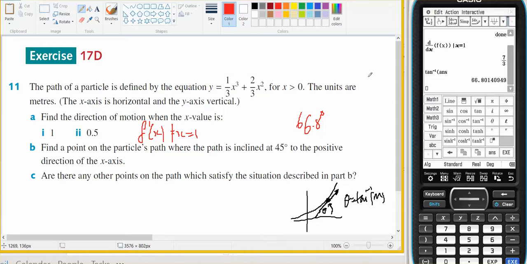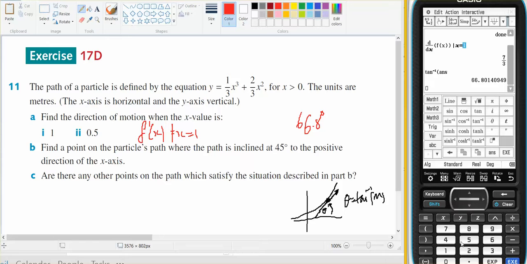And secondly, when x is equal to a half, I'm going to make x equal to a half, and that gives me an answer of 42.51 degrees.